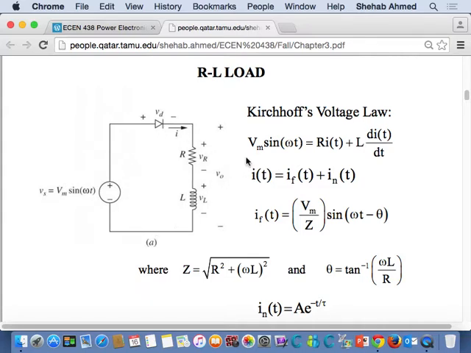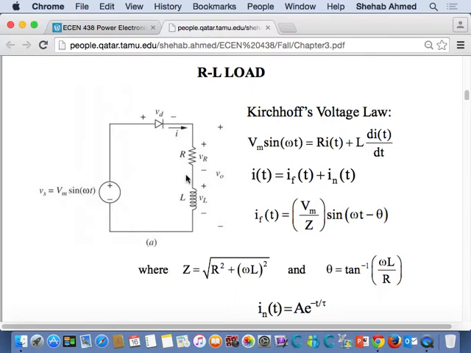This is the full equation. Our objective is to calculate the current. Because if I calculate the current, then I can calculate the voltage across the resistor, the voltage across the inductor, power losses, efficiency. I can do lots of stuff if I could do that, right? So then, how do you calculate the current?